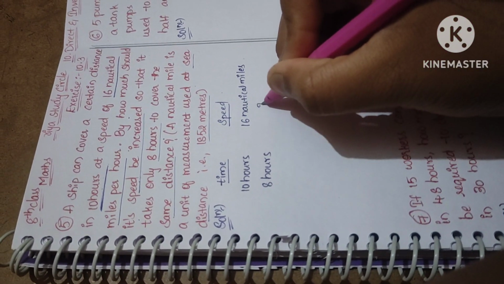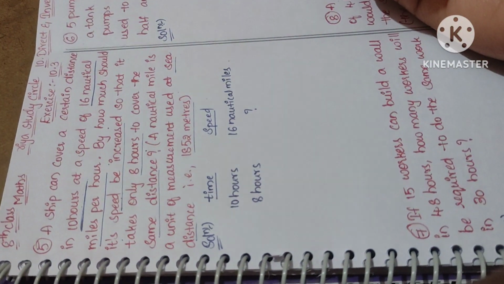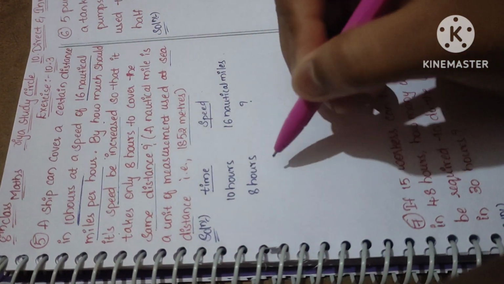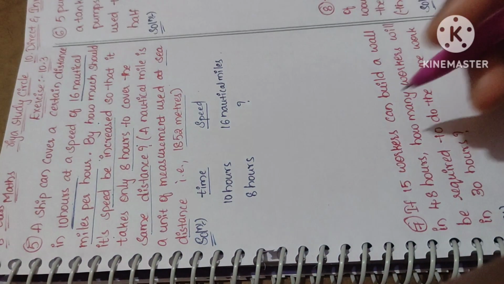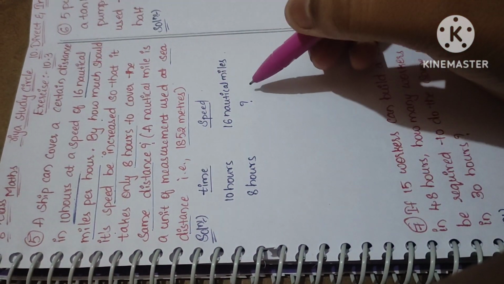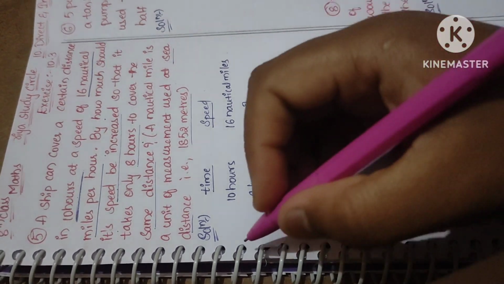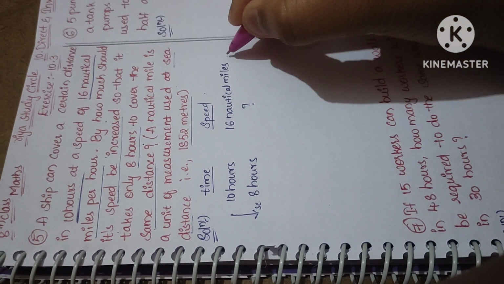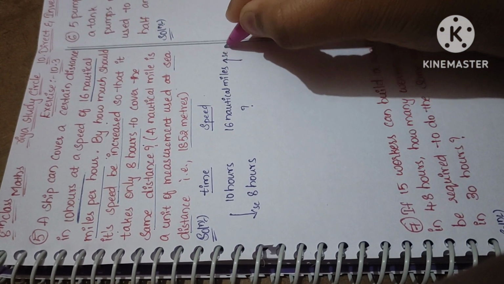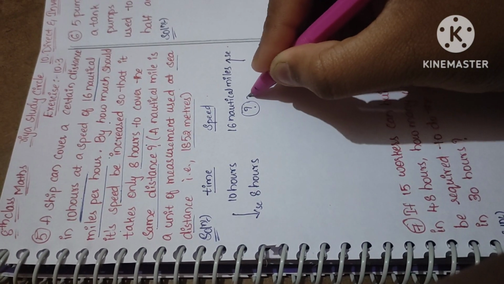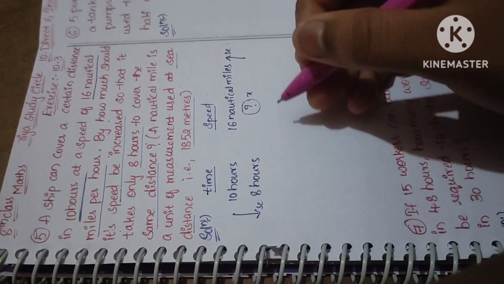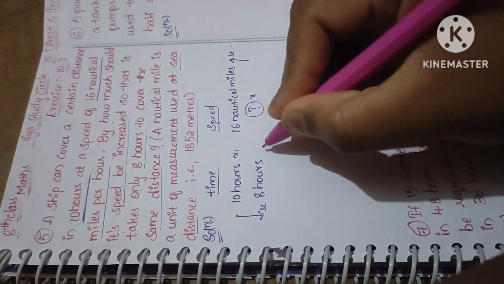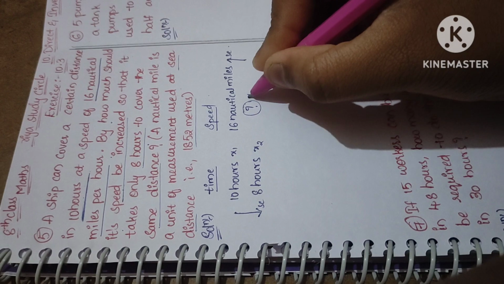If you observe here, the time taken to cover the same distance decreases from 10 hours to 8 hours. That means the speed increases from 16 nautical miles to whatever it is. So whatever value we have to find should be more than 16 nautical miles. So one quantity decreases, another quantity increases. So this is in inverse proportion.